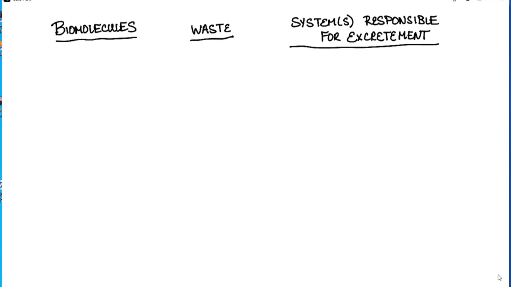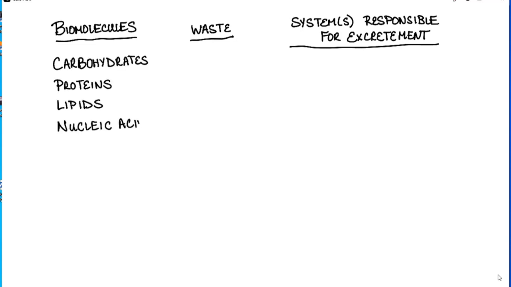All right, so let's go ahead and list our four major classes of biomolecules as covered in the workbook. We have carbohydrates, proteins, lipids, and nucleic acids. Okay, so when we break down carbohydrates, the major waste product is CO2. Again, water is a product, but I wouldn't call it waste. We know that the primary system that is responsible for the excrement of CO2 is the respiratory system, which we just finished covering.